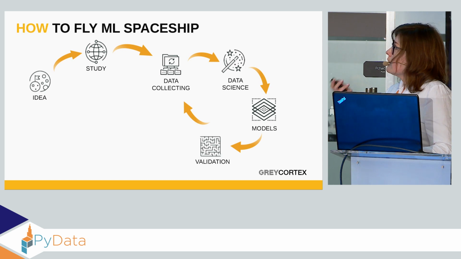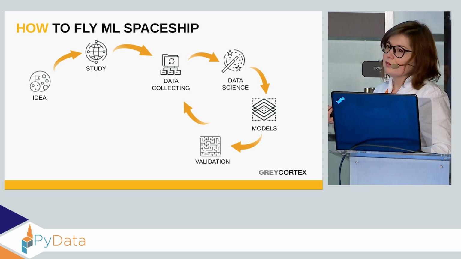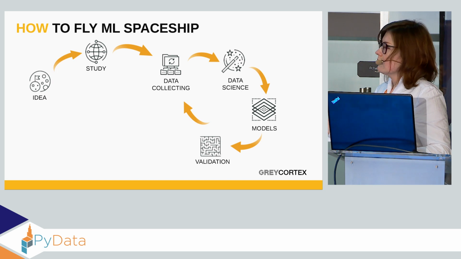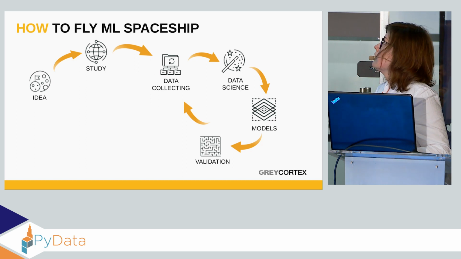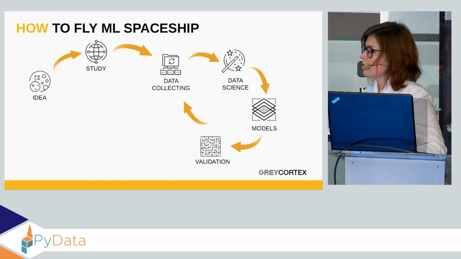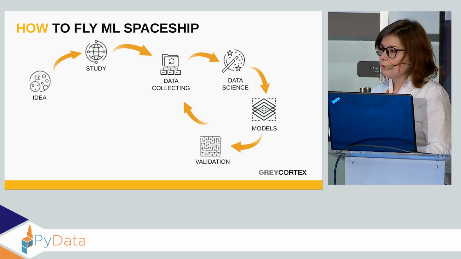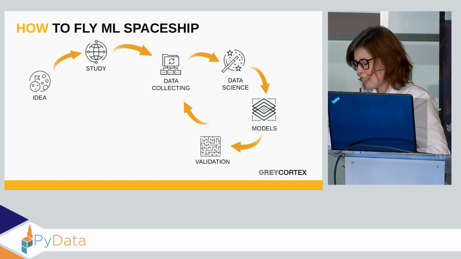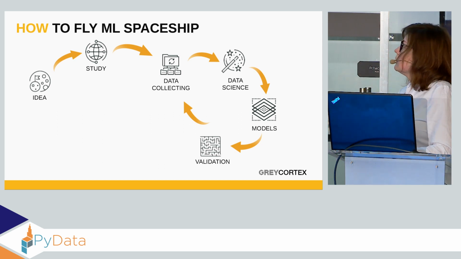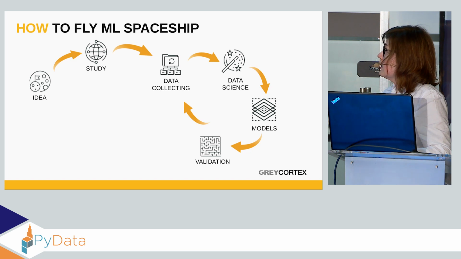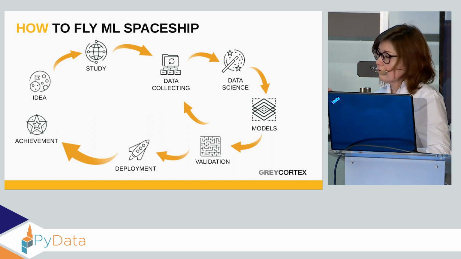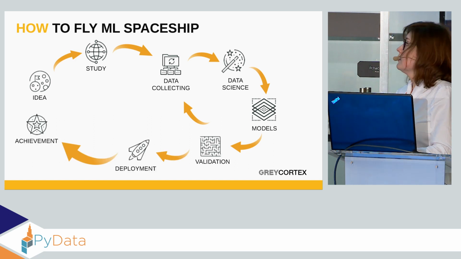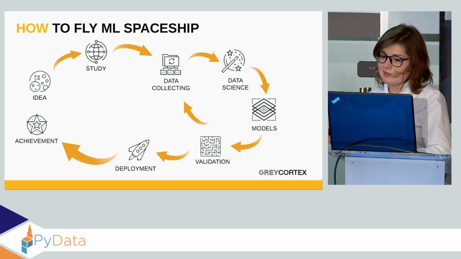After that, we run this data science cycle with data collection, data transformation, creating pipelines and filtering and stuff like that. After that, we create models and test, adjust hyperparameters and so on. And after the validation result is good, we can deploy it to the product and ta-da, give the result, achievement.